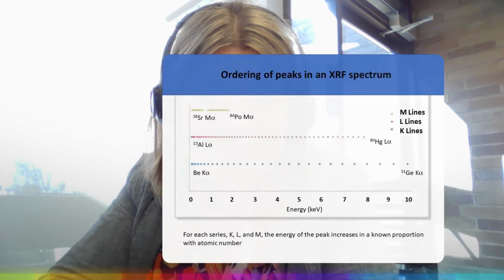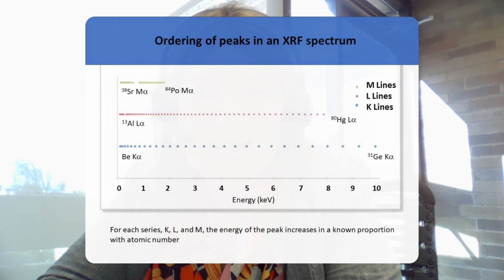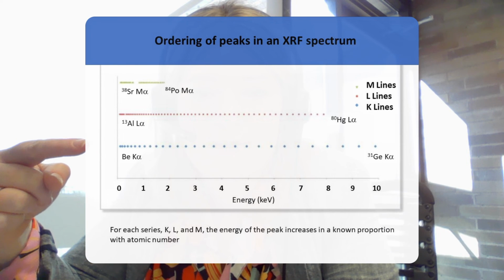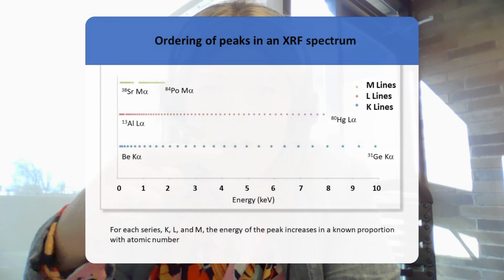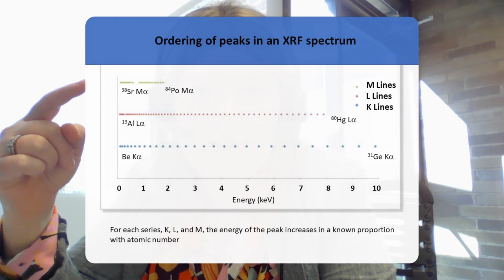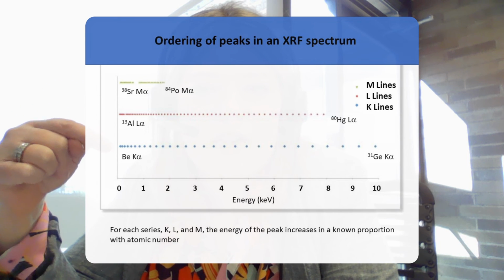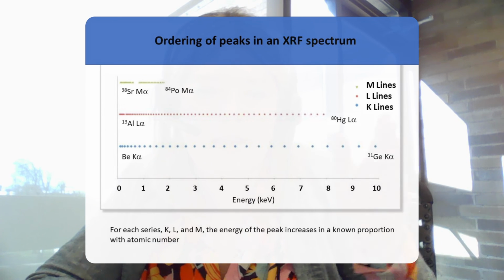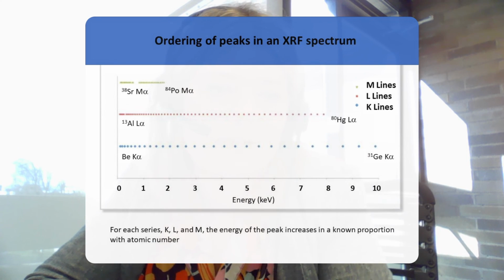Hopefully you've noticed by now that X-ray emission energies increase with increasing atomic number. In other words, as you move across the periodic table, the energy of the K line, for example, increases. The same trend happens with the L line and the M lines. This figure shows energy lines up to 10 keV for many of the elements.